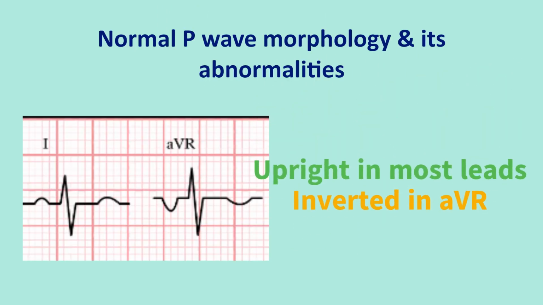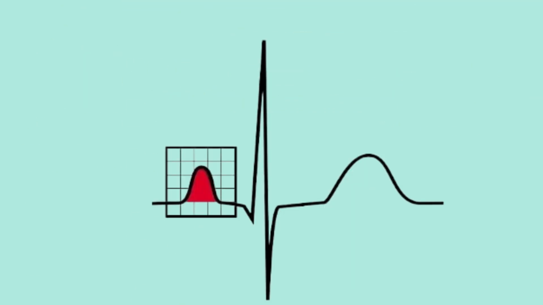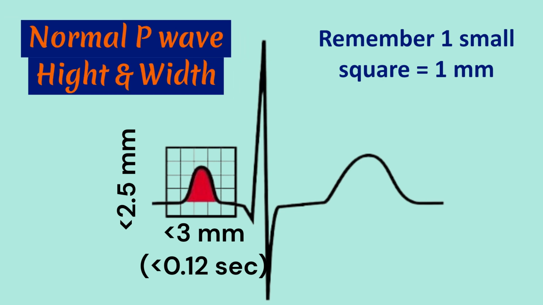Now, the next P wave abnormalities are related to its morphology. Revise the important points of P wave morphology. It's upright in most leads except in lead AVR and lead V1. P wave is normally inverted in AVR and biphasic in lead V1. It normally has a single peak and is not notched. It is less than 2.5 mm in height and its width is less than 3 mm.